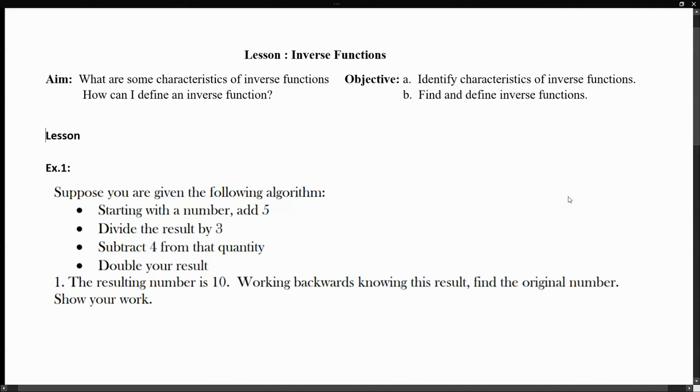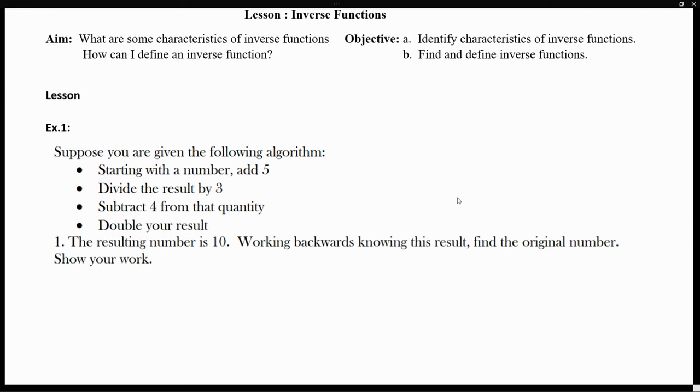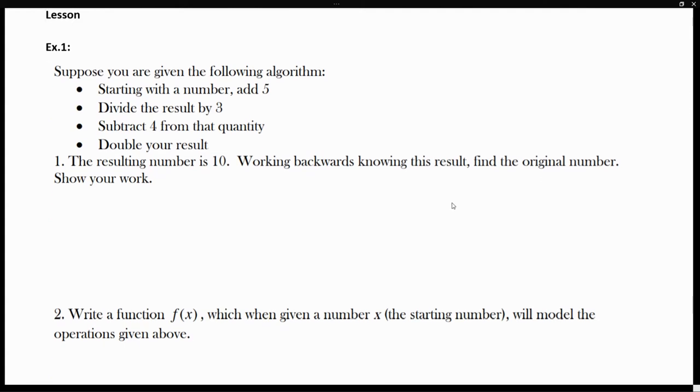Welcome. In this video, we will introduce the idea of an inverse function. So let's get started. We're going to start illustrating what an inverse function is by looking at a specific algorithm. This algorithm is going to help us understand what we exactly mean by an inverse function. An algorithm is just a series of steps. So let's follow these steps and take a look at some of the results.